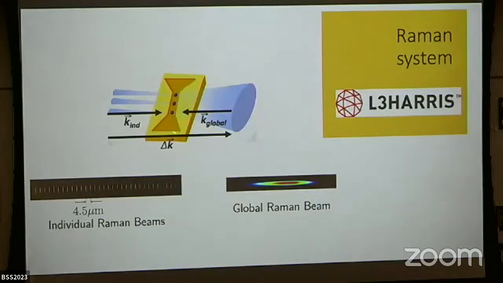In this system, we similarly have our individual beams here and then a big global beam that hits the whole chain. In Raman, you want a big delta K that determines the momentum kick that you get, and this is maximally giving us the best delta K you can get. Then this is a picture of what our individual Raman beams look like. They're actually elliptical. They're narrower along the chain of the ions, which reduces the crosstalk from one ion to the next.